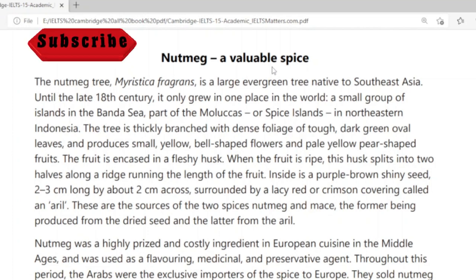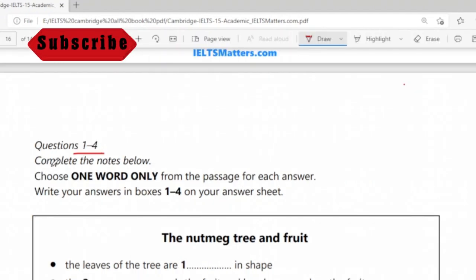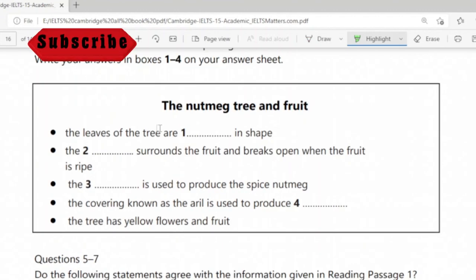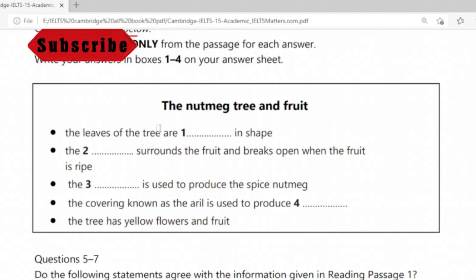In this video, I'll try to make you understand how you can easily solve the IELTS reading passage. Let's get started. Questions 1 to 4 are about completing the note below. It's a note completion. At first, we mark the keywords from the question. Then we go to the passage and find the keywords and our answer.